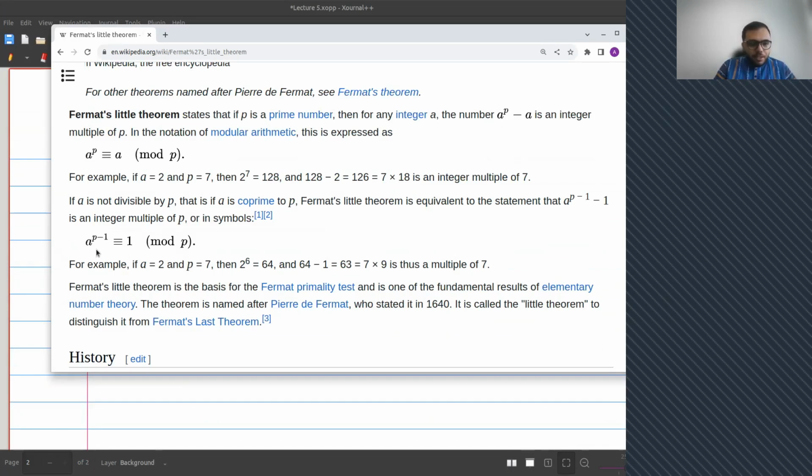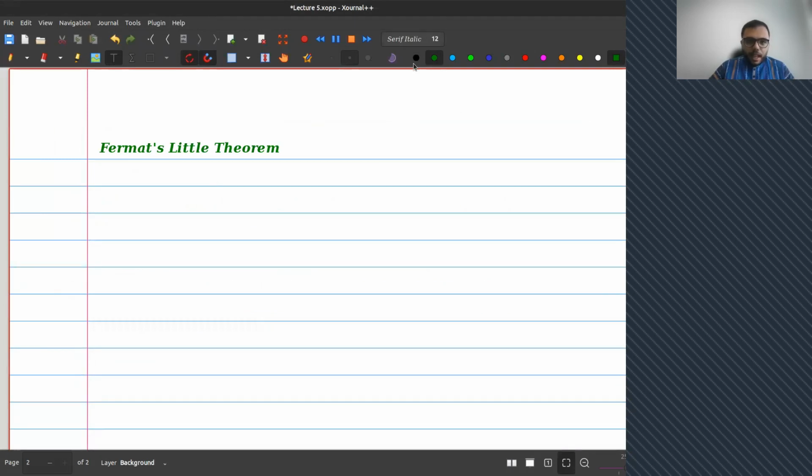So the idea is that if I have some A that is not equal to zero modulo P, so if A is coprime to P, or if A is not a multiple of P, then A to the power of P minus one is always guaranteed to be one modulo P. What does this mean? Well, let's say I get some number. I'll just choose some prime number. Let's say I choose P to be five, okay? And let's say that I also choose another number between one and P minus one. So in this case, let's say I choose A to be four.